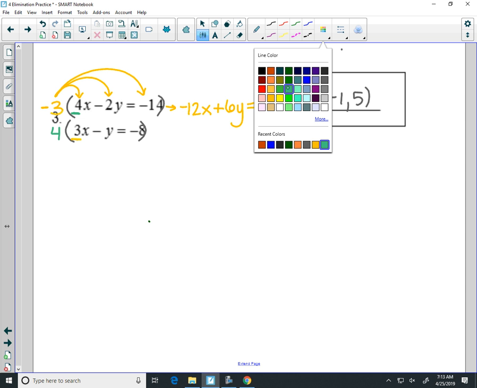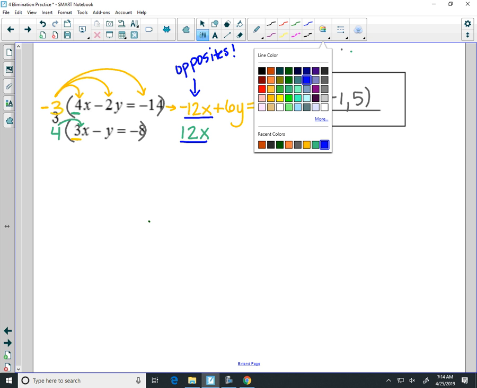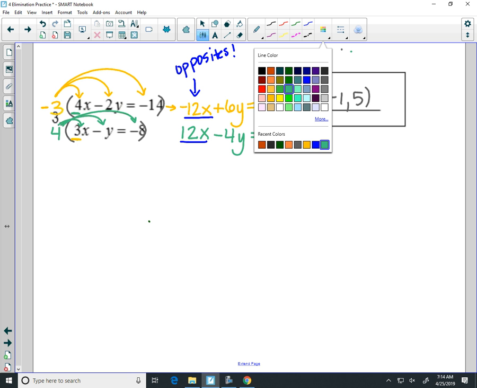Okay, bottom equation. 4 times 3x is 12x. Again, we did that on purpose. Those two should be opposites. Okay, 4 times negative y is negative 4y. 4 times negative 8 is negative 32. And now we can add.